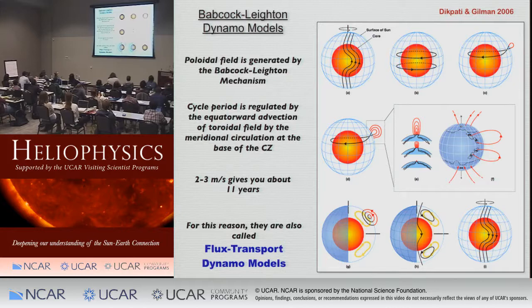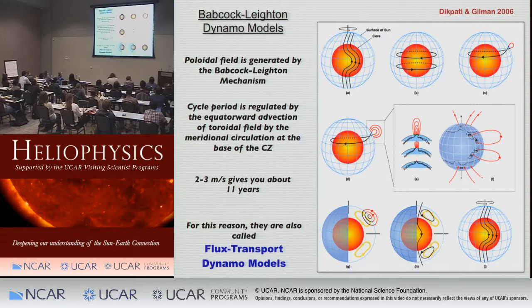And you work out, this is a walking pace, 2 to 3 meters per second. If you were walking about 2 to 3 meters per second, it would take you about 11 years to get from the pole of the sun to the equator. So a flow of about 2 to 3 meters per second at the bottom of the convection zone is what kind of sets the time scale of the cycle. And we'll explore that a little bit in the lab today.